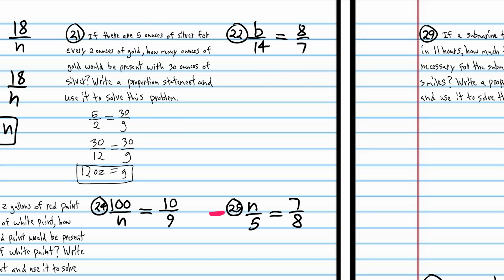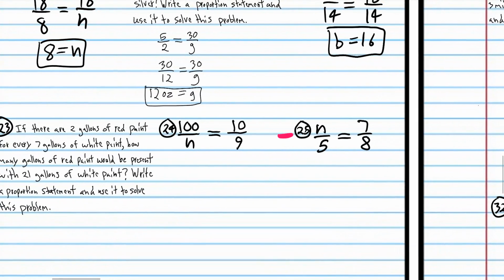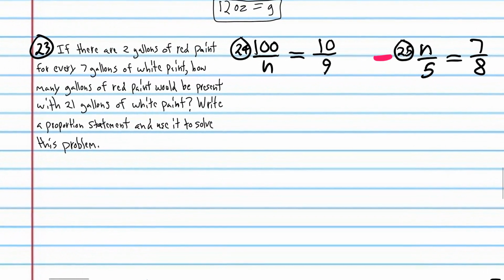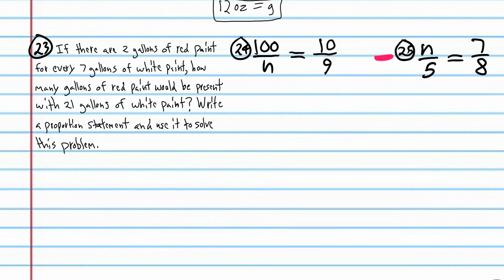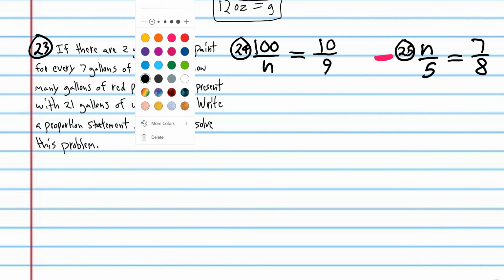All right, we're back. We have 14 here, so we want this number to be 14. So we multiply both sides of the fraction on the right by 2, and we get 16 over 14 equals b over 14, therefore b must be 16. If you got 16, good job. All right, why don't you try number 23, and when you come back, we'll do it together.